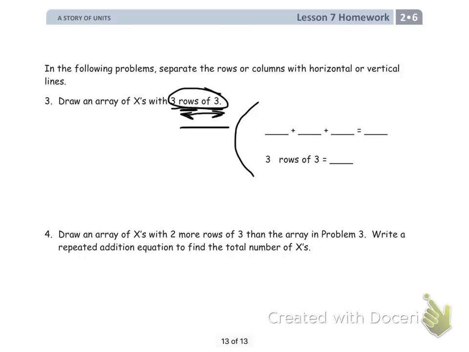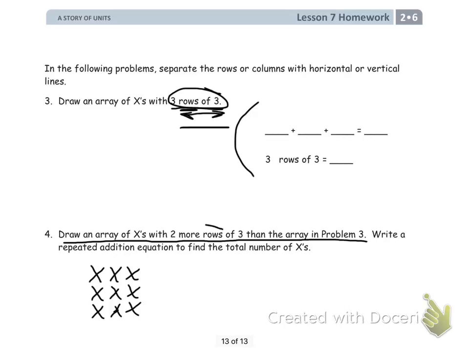Then come down to number 4, and it says to draw an array of x's with 2 more rows of 3 than the array in problem 3. So once again, this one's a little bit tricky. So problem 3 said to have 3 rows of 3. So I'm going to go ahead and draw my 3 rows of 3. 1, 2, 3, 1, 2, 3, 1, 2, 3. Now it says to have 2 more rows of 3.